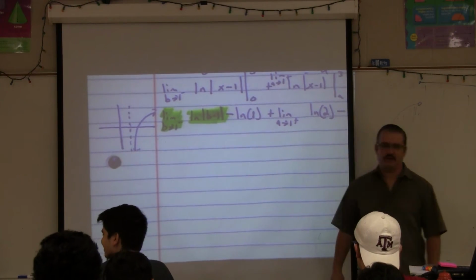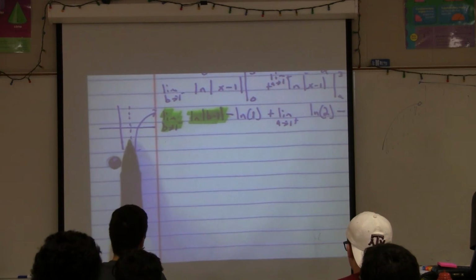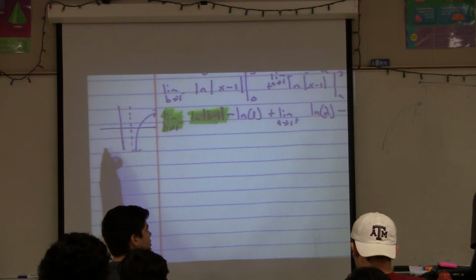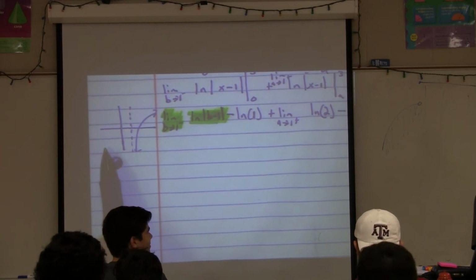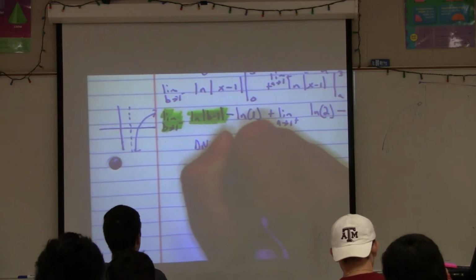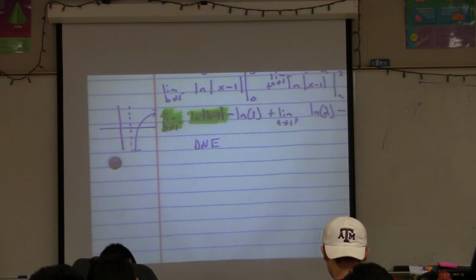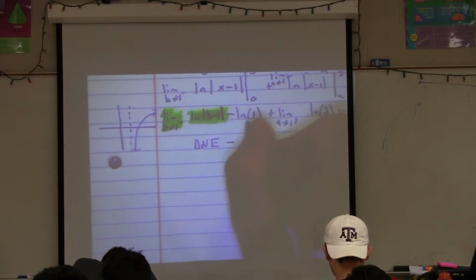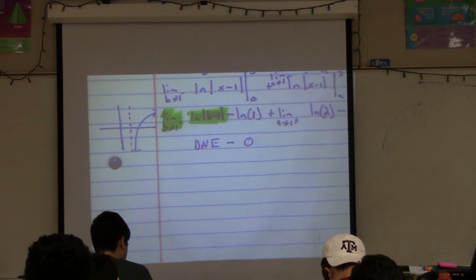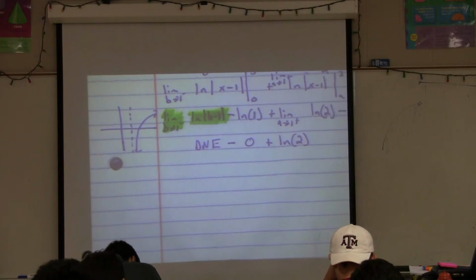So could I approach 1 from the left? No, that function doesn't even exist on that side, right? So what would we say for that limit? Does not exist, because we can't even approach it from that side. Minus what? Oh, wait. Minus 0, right? Plus ln of 2, right?